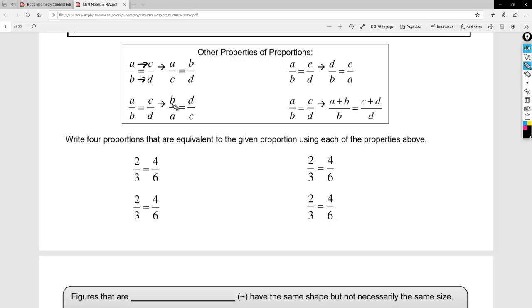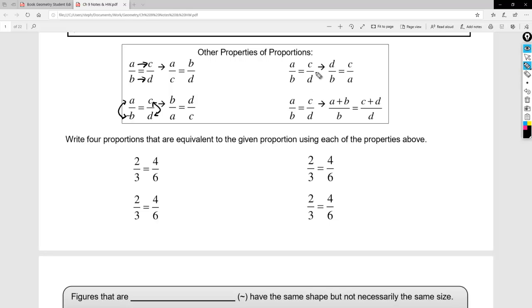Now in this case, a is to b as c is to d. That would also mean that b is to a as d is to c. So the reciprocals will also be true. Now here a is to b as c is to d, and that means that d is to b as c is to a.